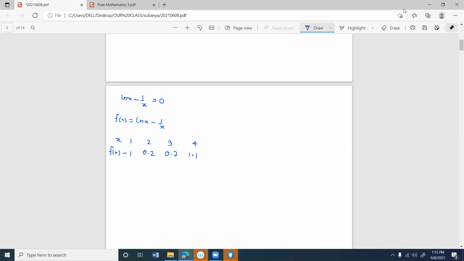Then if I sketch this graph, now this is the point where we can understand. You can see at 1, 2, 3 and 4 these are the x values and the f(x) values with it, the y values, right? It should be minus 1, it's here. At 2, the answer is 0.2. At 3, its answer is 0.7. At 4, its 1.1. Like this. Then if you draw this graph, you can see its behavior is somewhere like this.